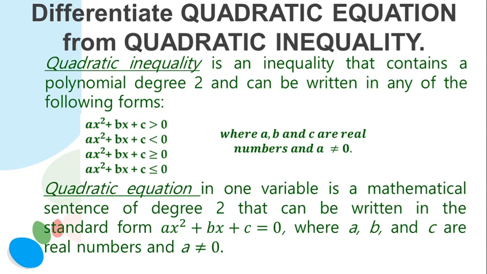So basically, the difference between a quadratic equation and a quadratic inequality is the use of the inequality symbol. When we say quadratic equation, it makes use of an equal sign, while for quadratic inequality, it makes use of greater than, less than, greater than or equal to, and less than or equal to symbols.